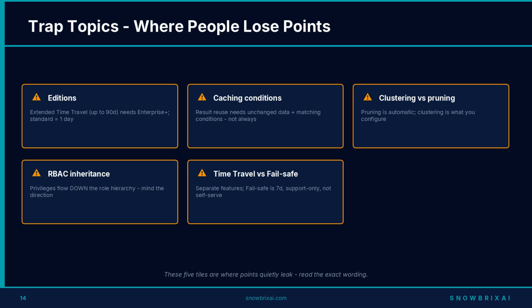Trap 3: the easy mix-ups, clustering versus pruning, the direction of role inheritance, and time travel versus fail-safe. Remember, fail-safe is separate. It is a 7-day recovery window and only Snowflake support can use it. Bookmark these 5. They decide pass or fail.